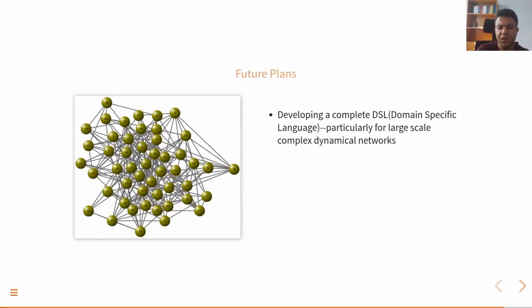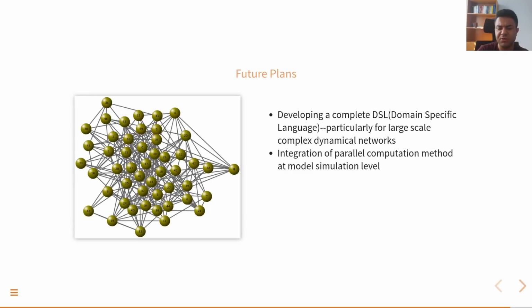Okay. What are our future plans? In our future plans, developing a complete DSL is very important. Actually, we started to devise this DSL. For example, you can see the macros at graph model, at nodes, at branches, etc. But this DSL is not ready for large-scale complex dynamical networks, and it should be improved to effectively construct and effectively simulate large-scale complex dynamical networks.